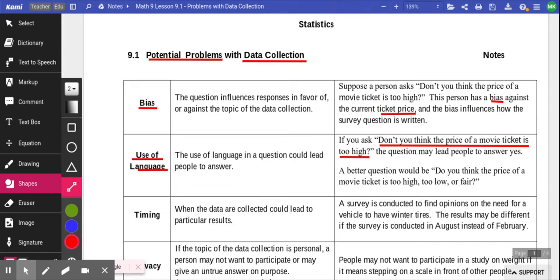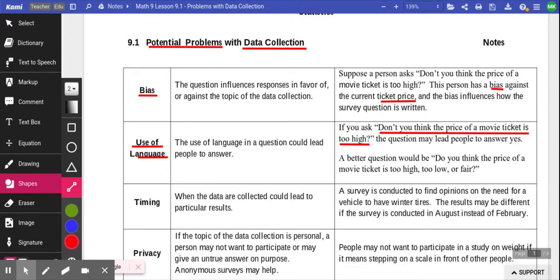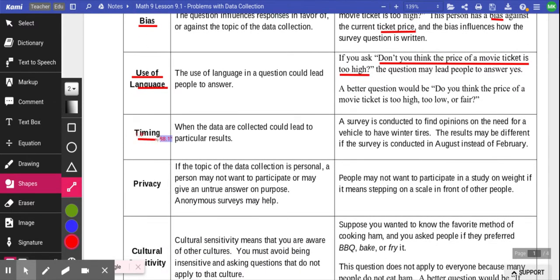Another problem that we have with data collection, and this is a major one, is the timing in which you collect information. So when you ask something is very, very important. This example here talks about your feelings about winter tires. So if I asked you, do you feel you need winter tires in the middle of August? You might be like, no, I don't need winter tires. Like, it's not a big deal. I'm good at driving in the winter.